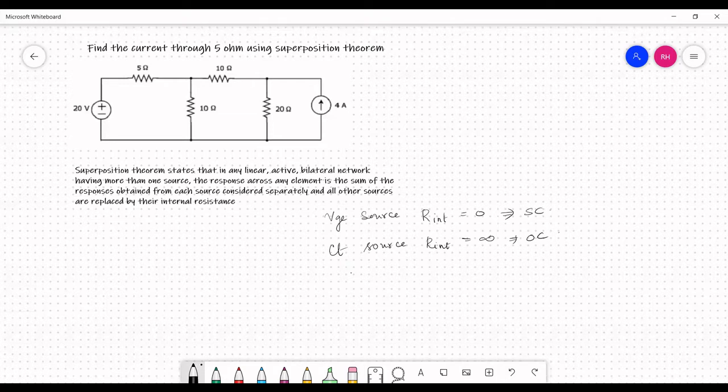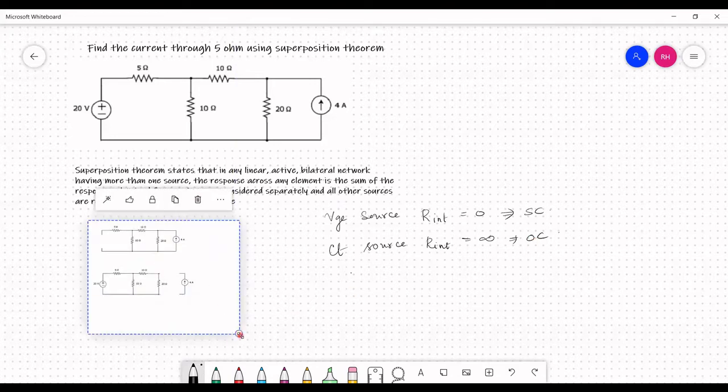So now we are going to consider two circuit diagrams: one circuit diagram with the voltage source replaced by a short circuit, and the other where the current source is replaced by an open circuit. So let us consider these two circuits.